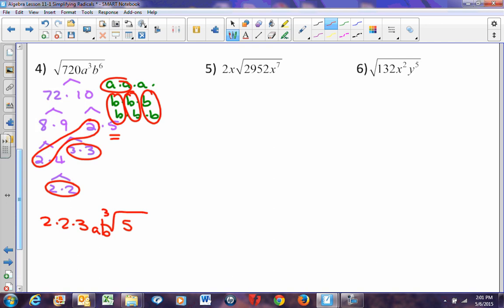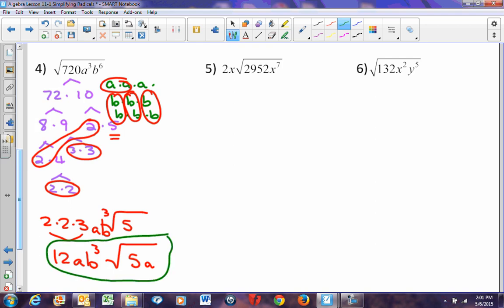So I get 2 times 2 is 4, times 3 is 12, so this becomes 12 a b to the third, square roots, make sure you don't get that 3 too close to your square root symbol. Square roots of 5, and how many A's do I have left? A. So my final answer then is this right here, 12ab to the third, square roots of 5a.